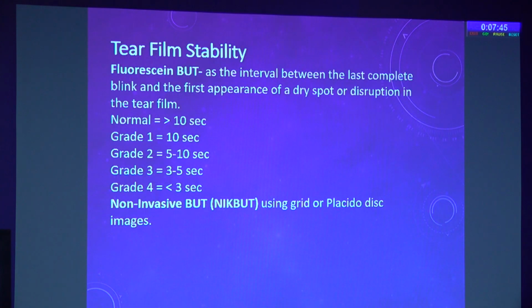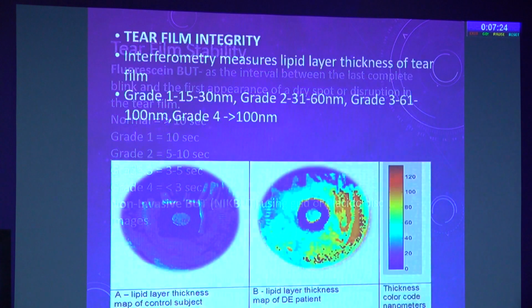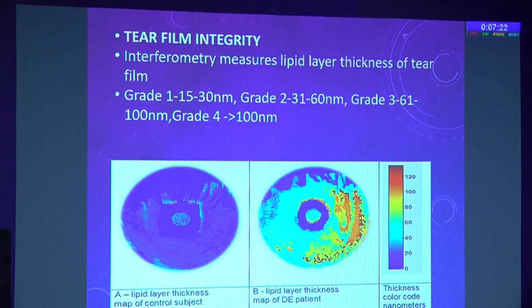Tear film stability. How do we measure the tear film stability? Normally by fluorescein breakup time. Anything more than 10 seconds is normal, where the tear film is more stable. Anything lesser than that means the tear film is unstable. There is also a non-invasive tear film breakup time we can use, which can be done using a grid or Placido disc images.